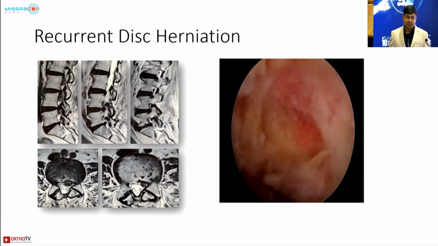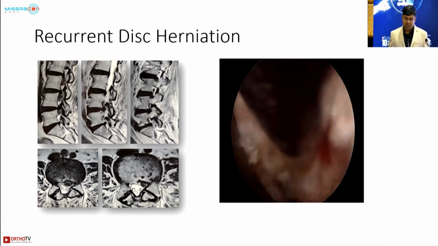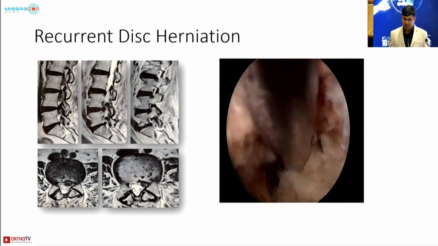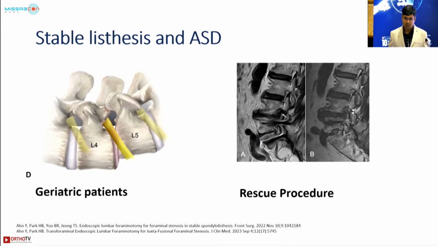Also in cases of recurrent disc herniation, if you go through the posterior route, there is always a risk of injuring the dura. So these cases can be managed nicely by doing the foraminotomy and going through the transforaminal approach.